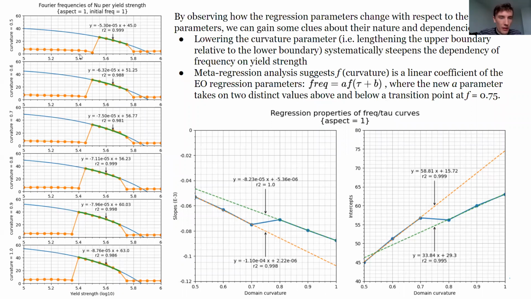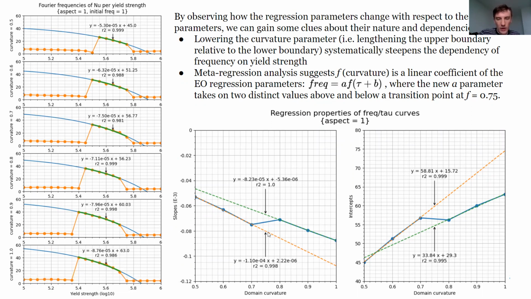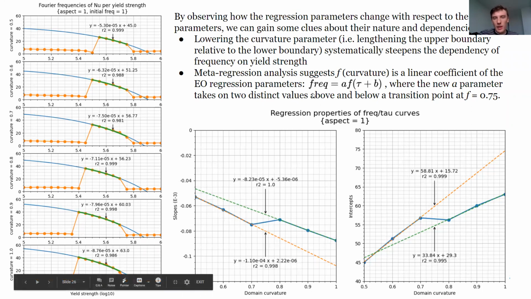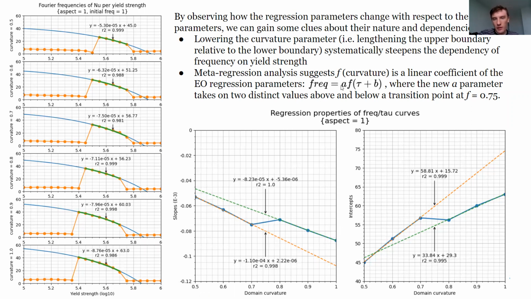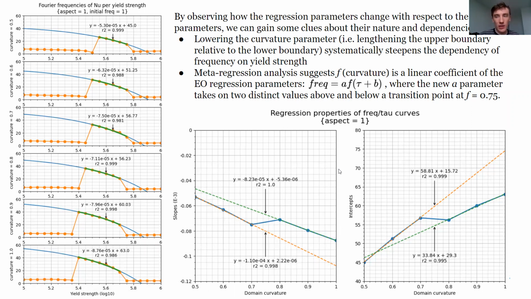Now, if we vary the curvature, then we see that the parameters of this regression that we're fitting through the frequencies also change, and change systematically. And again, we see these two populations, less than 0.75 curvature and greater than 0.75 curvature, that have different hyperparameters. So we have now curvature as another linear coefficient of the frequency tau relationship, but this hyperparameter A takes different values depending on whether you are below 0.75 or above 0.75. In other words, there's a purely geometric transition, which is something that might be very influential in real planets.